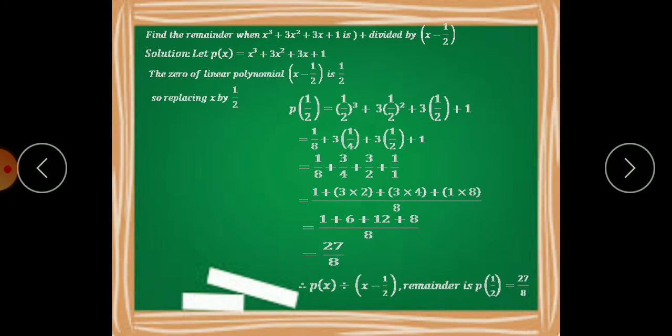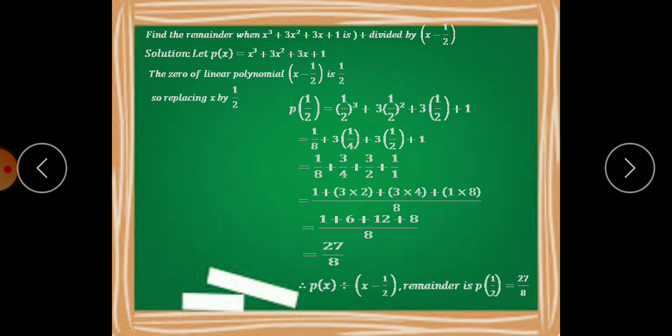Now let us see one more example where x cube plus 3x square plus 3x plus 1 is divided by x minus 1 by 2. This is one of the questions from exercise 2.3, first question. Because it is a fraction, you may feel it is difficult to do, so I have taken this as a solved example. Again, our first step is assuming the dividend is in variable x.